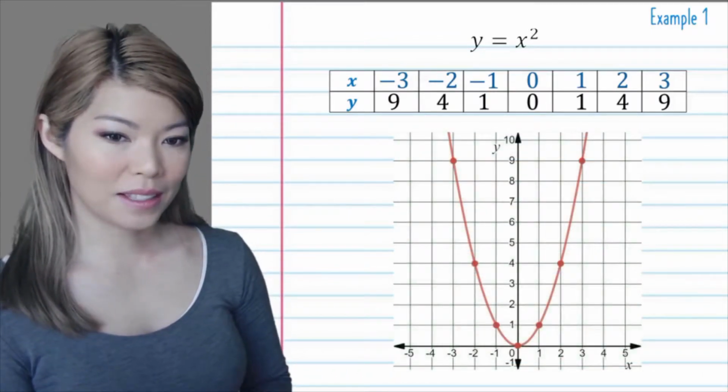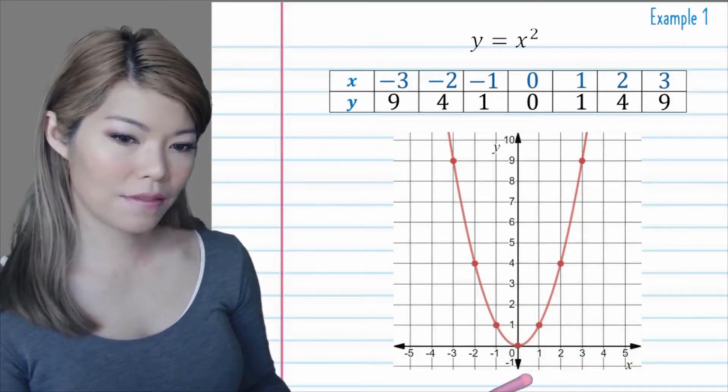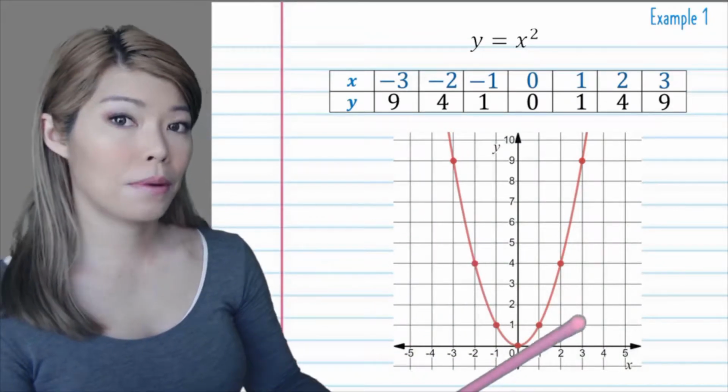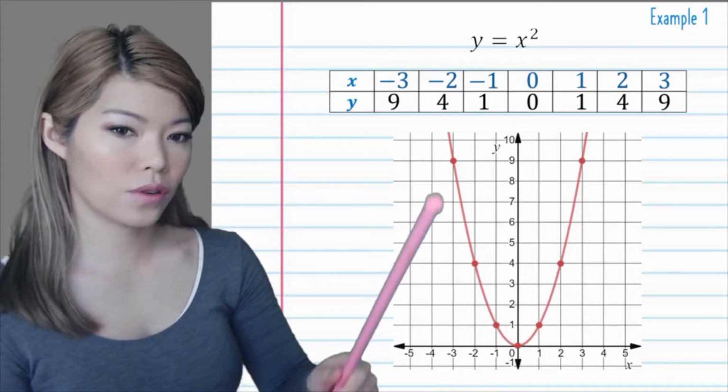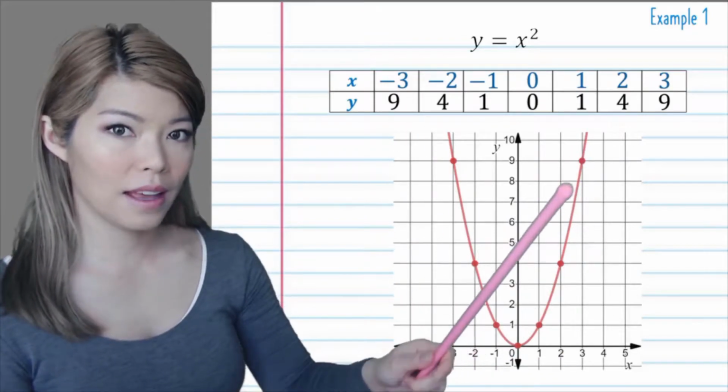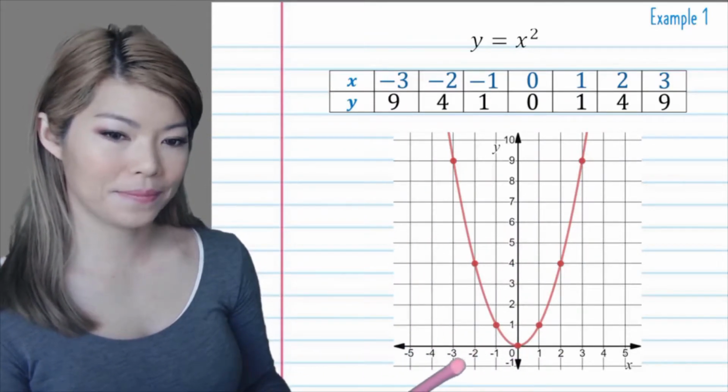Let's plot this. So here we have the graph. This is called a parabola. So this is what a quadratic graph looks like. Parabola is just its special name.